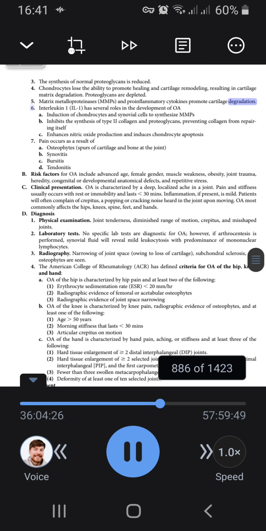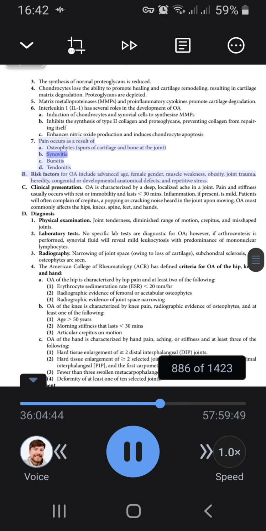6. Interleukin-1, IL-1, has several roles in the development of OA. A. Induction of chondrocytes and synovial cells to synthesize MMPs. B. Inhibits the synthesis of type II collagen and proteoglycans, preventing cartilage from repairing itself. C. Enhances nitric oxide production, and induces chondrocyte apoptosis. 7. Pain occurs as a result of osteophytes, spurs of cartilage and bone at the joint.